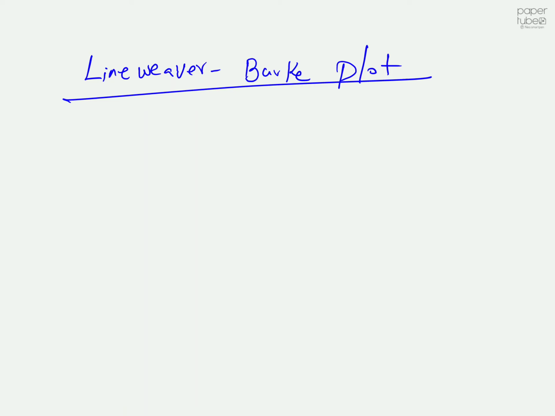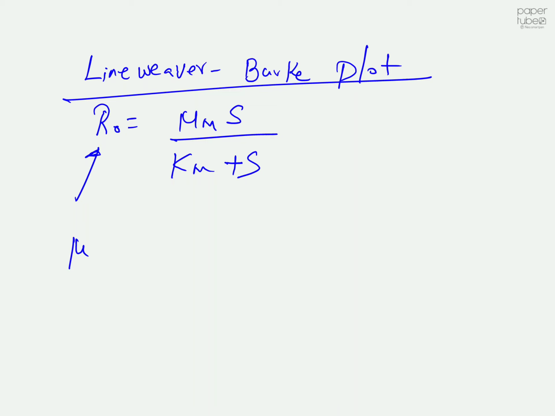So before that we will try to write it. Let's write the Michaelis-Menten expression. R0 is equal to mu m S divided by Km plus S. I'm going to replace this R0 with initial velocity mu. That's the most conventional notation used in many textbooks. Mu is equal to mu m S divided by Km plus S.